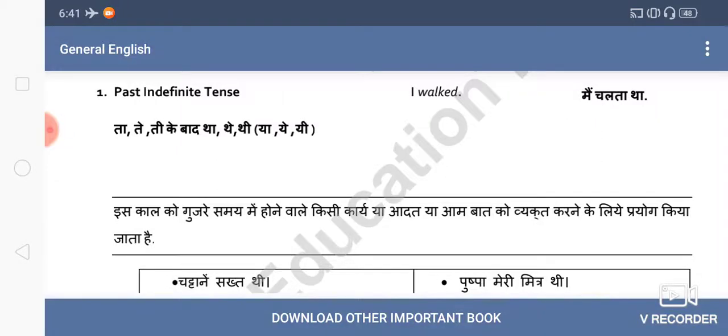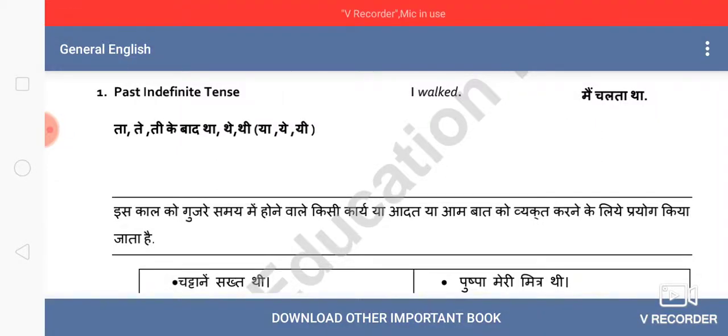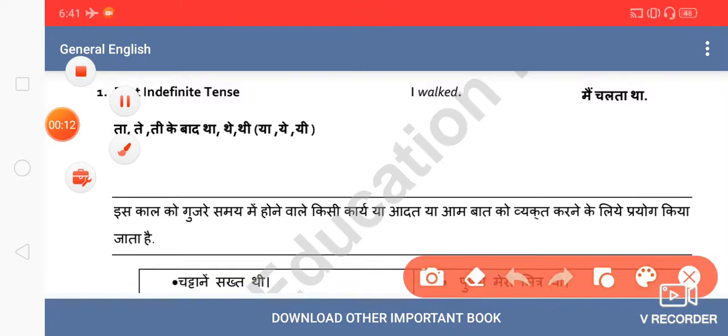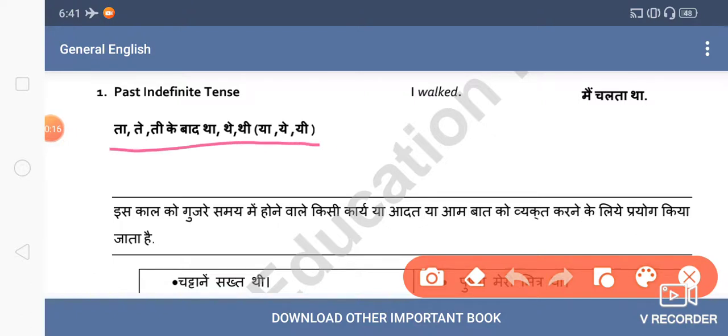Hello everyone, in today's video we will start past indefinite tense. First of all, we'll talk about identification, that is, how you will identify if any particular sentence is of past indefinite tense.